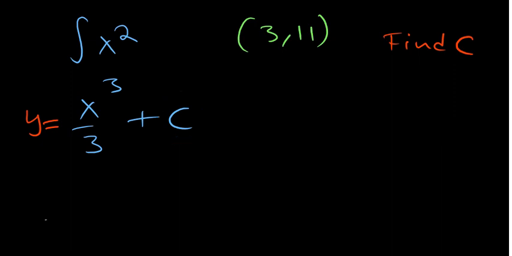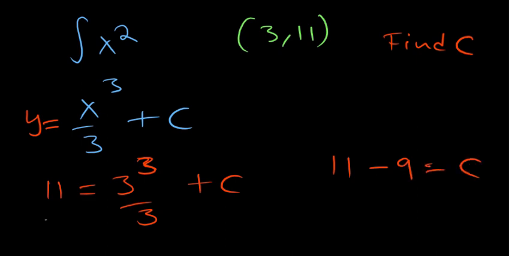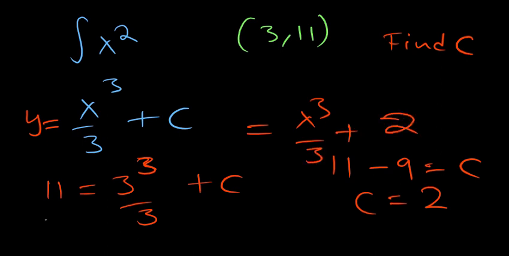So what you just basically do is plug in 11 is equal to plug in 3 over 3 plus c. So you have 11, and then you have minus 9, and then equal to c. So c is equal to 2. So in such a case, you're able to find the actual value of c if they give you a certain coordinate. And look out for such questions. They are free marks questions.